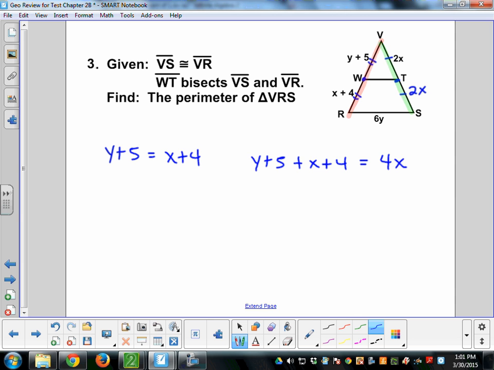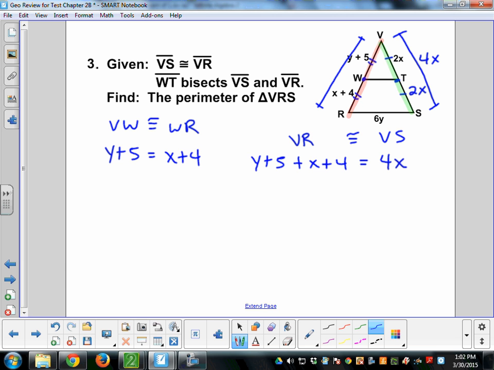Now, how can I write that sentence there? The second one, I know that VS, the green and the red, are equal. So 4x, and then the VR, so this is really VR, and this is VS. I also know that VW is congruent to WR. So that's where I got my two expressions.